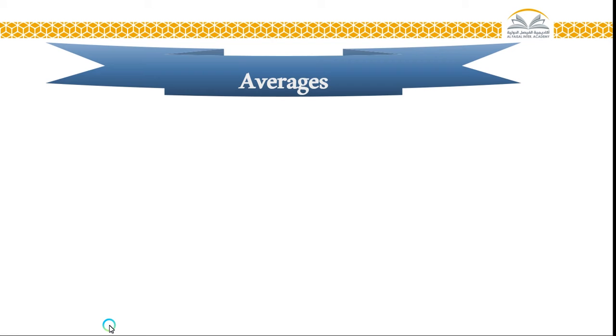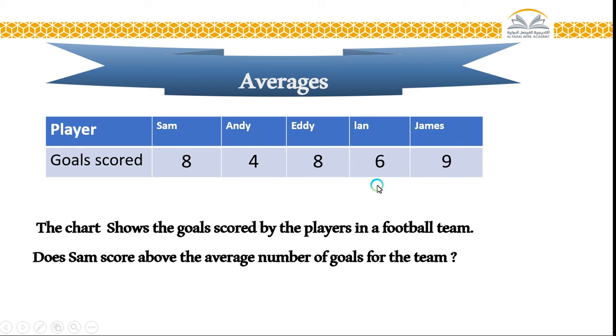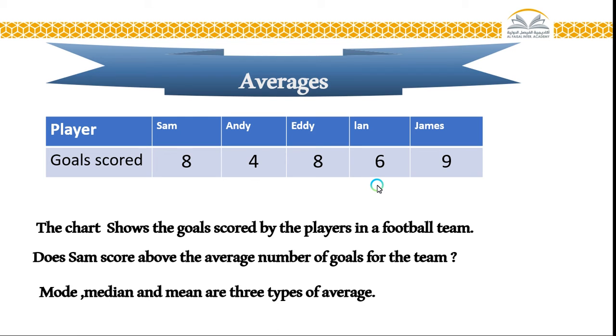Now, going for the averages. So we have here a chart that contains 2 lines. The first one contains the name of the player, and the second one contains the goals scored. The chart shows the goals scored by the players in the football team. The sum scores above the average number of goals for the team. So mode, median, and mean are 3 types of average.